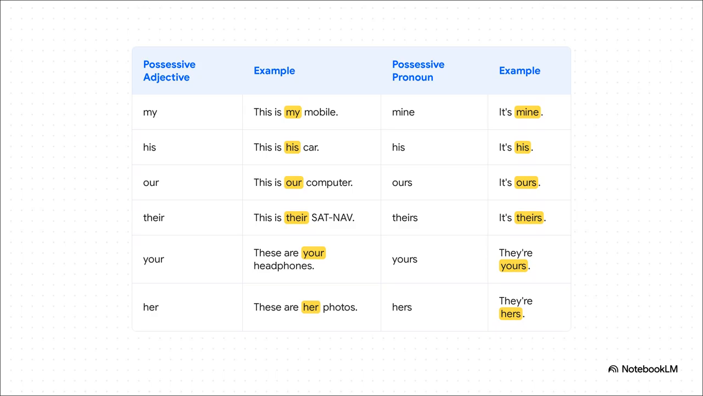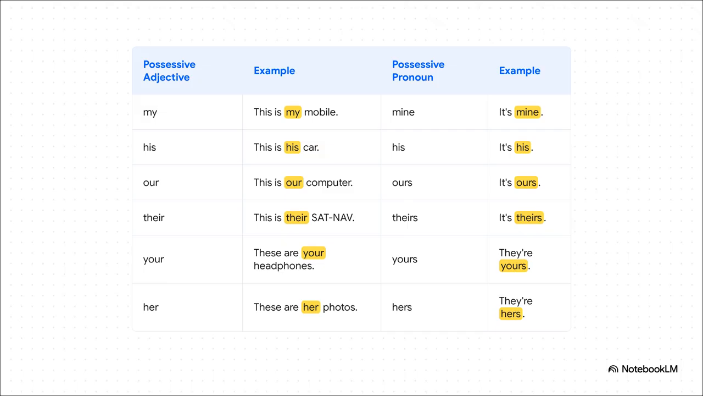This table here makes it super clear. See the words on the left? My, our, your. Those are called possessive adjectives. The number one rule to remember is they always need a noun right after them, like my mobile, his car. Now look at the right side. Words like mine, ours, yours.